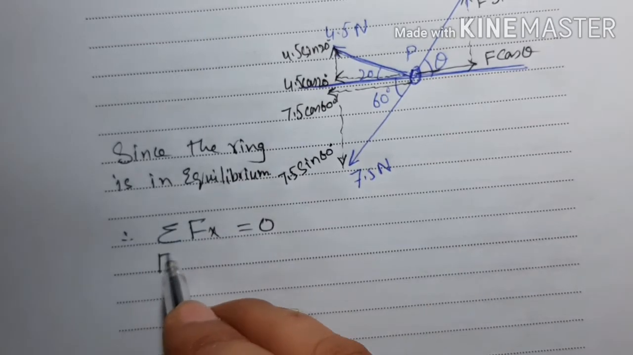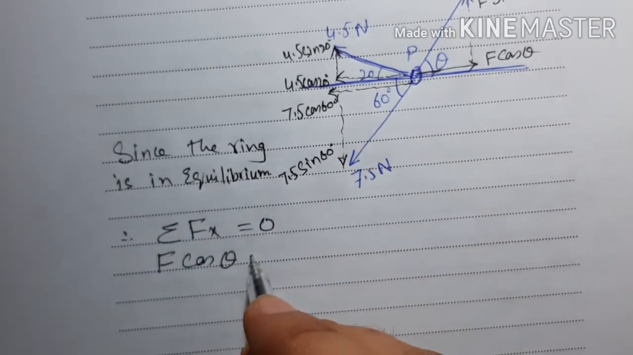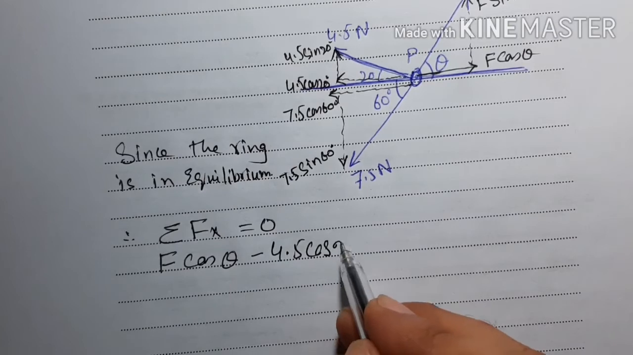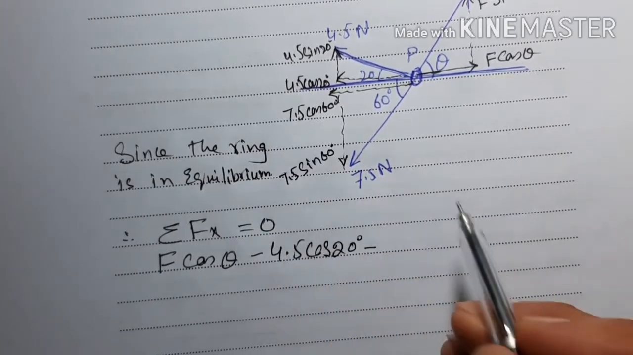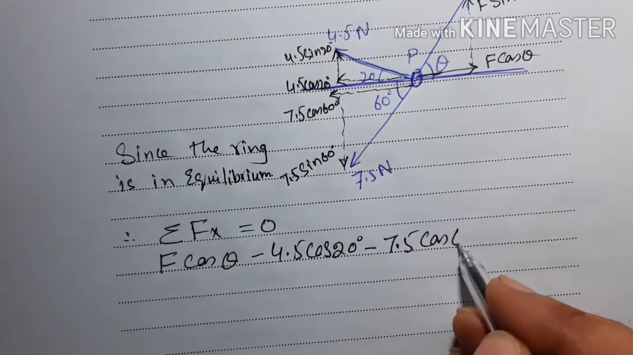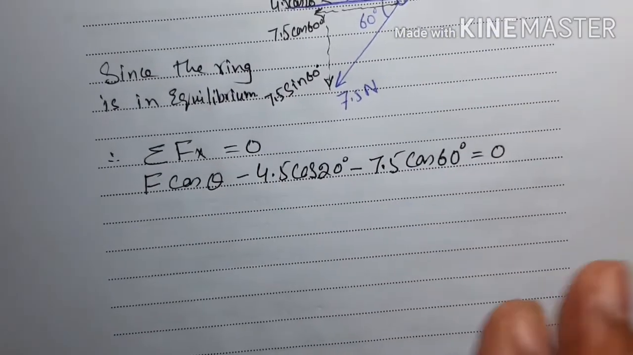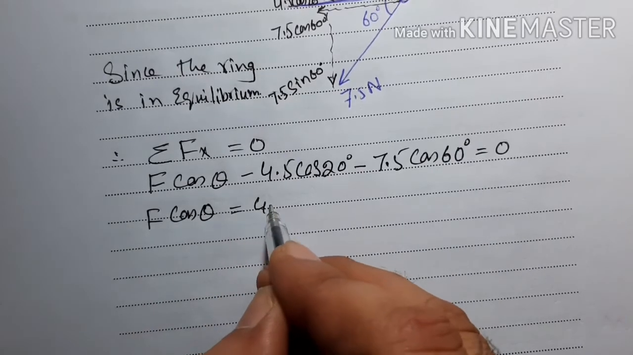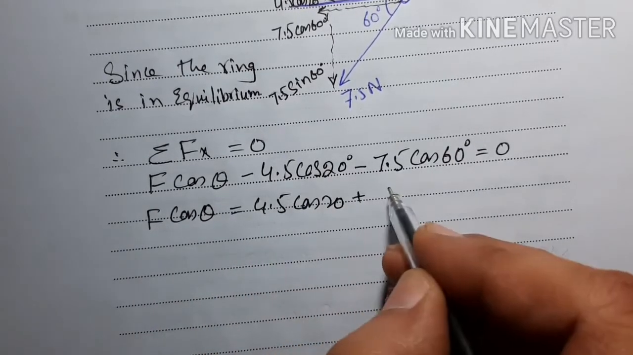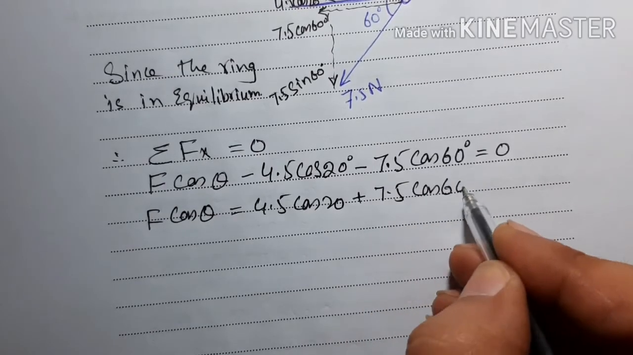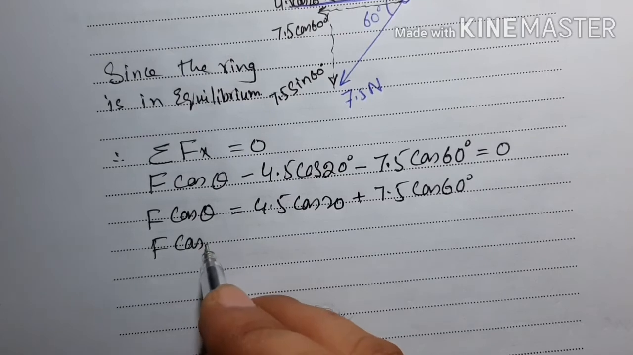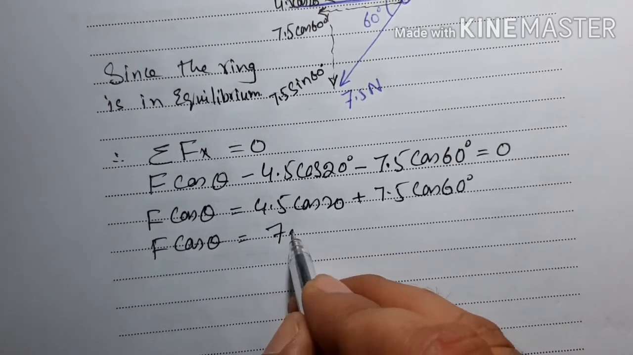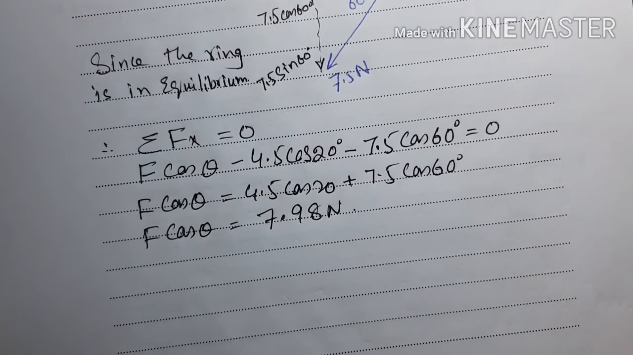So this will be F cos theta minus, this is the horizontal force, 4.5 cos 20 minus, there is another force, 7.5 cos 60 is equal to 0. So take these two on the right side. F cos theta is equal to 4.5 cos 20 plus 7.5 cos 60. So after calculation from the calculator, this will give me 7.98 newtons.